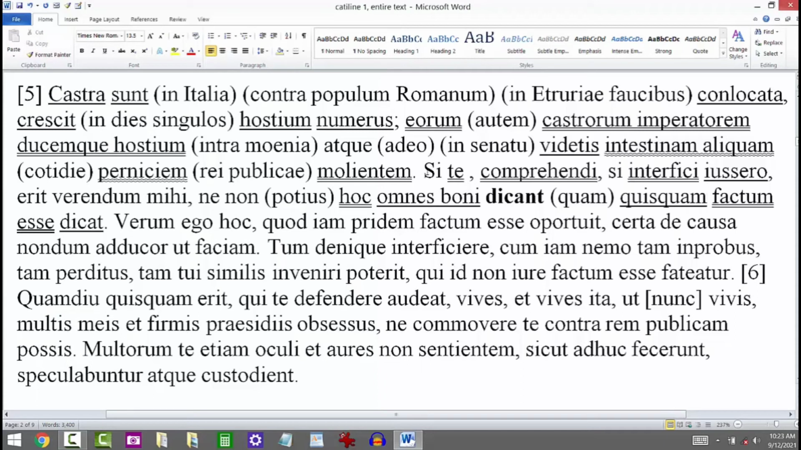If I will have ordered you to be arrested, implied, out, or killed, erit verendum mihi, it will be necessary for me to fear, lest, not rather this than this. Do you get me? Okay? So, not rather that all the good men would say this to have been done, then a certain one would say it to have been done.